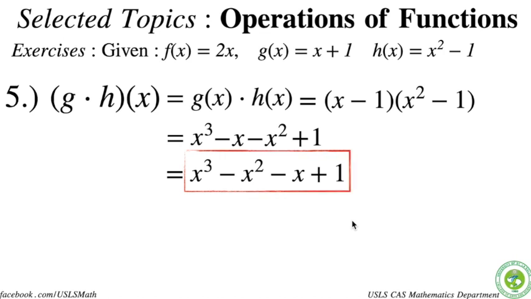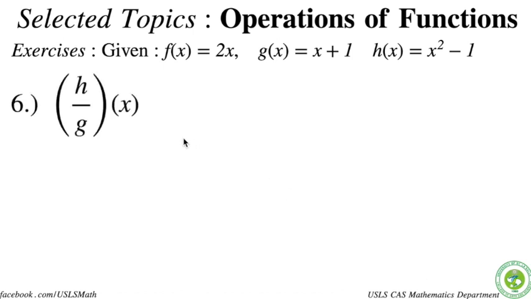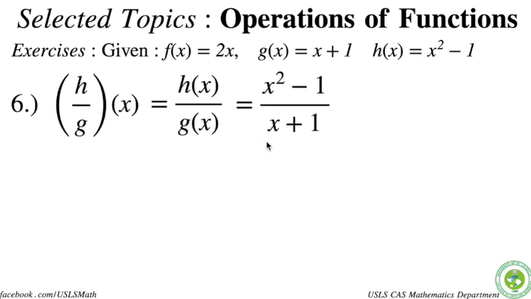Okay, for number 6, this is our last item actually, h over g of x. So we're going to put it as h of x over g of x. So h of x is x squared minus 1, g of x is x plus 1. Okay, that's it. Next question that we will be answering: can we simplify this? The denominator cannot be simplified. That's x plus 1, that's the simplest form already. But in our numerator, yeah, we can see that this is x squared minus 1.